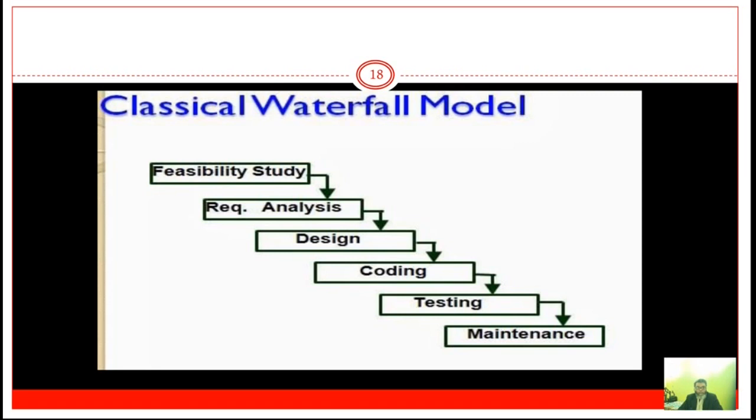Earlier this model was very popular, but nowadays it is not used. But it is very important because all the other software development lifecycle models are based on the Classical Waterfall Model. It divides the lifecycle into a set of phases. This model considers that one phase can be started only after completion of the previous phase. This is one of the disadvantages of the Classical Waterfall Model. The output of one phase will be the input for the next phase.